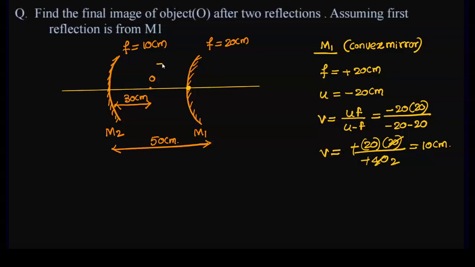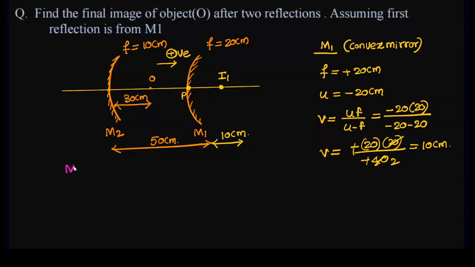So this is the incident ray direction now, and this direction is positive. So from the pole onwards, we need to move 10 centimeters. Which direction do we need to move, left side or right side? Right side. So here is an object, the image is formed. This is the first image, and this distance is 10 centimeters.